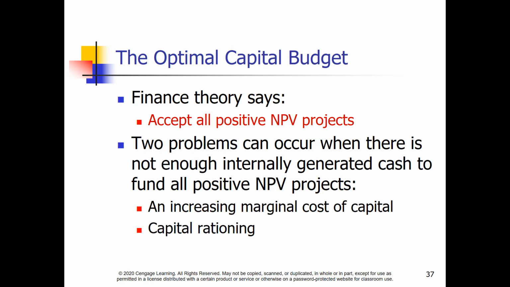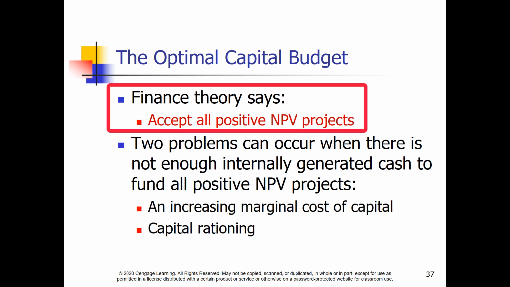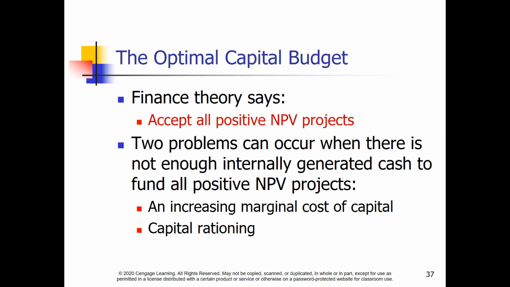Our final topic relates to choosing the optimal capital budget. As the slide states, finance theory says accept all positive NPV projects. The cost of funding is built in. But firms may not choose to follow this for 2 reasons: the increasing marginal cost of capital and capital rationing.